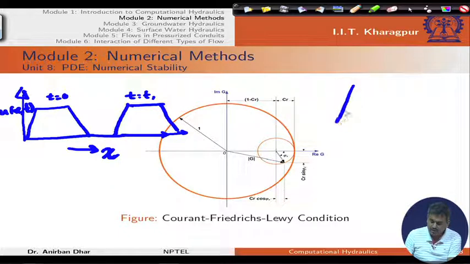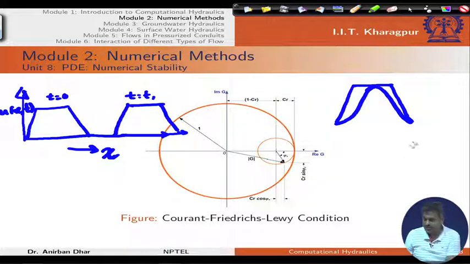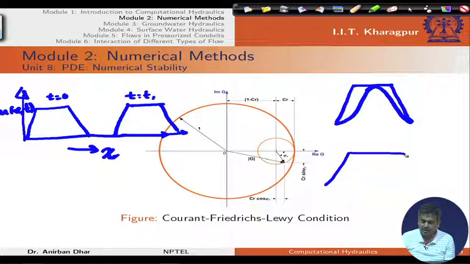If there is no change in the peak or no change in the shape, then it is a pure advection problem. Otherwise, there may be diffusion and there may be dispersion, where there would be lowering of the peak.